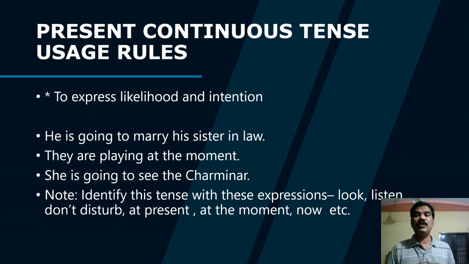To express likelihood and intention, it is going to happen. It seems like that. He's going to marry his sister-in-law. There is possibility. They're playing at that moment. There is possibility. She's going to see the Charminar. It's in schedule. There is possibility of seeing. Note, identify this tense with these expressions: look, listen, don't disturb, at present, at the moment, now, and some other rules which are given in our video lesson. Follow strictly to use it correctly in your language.